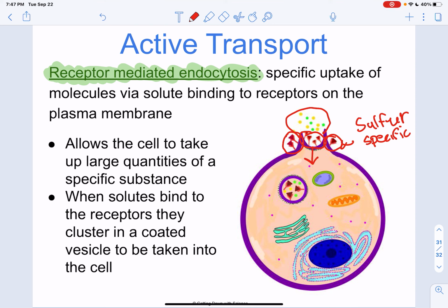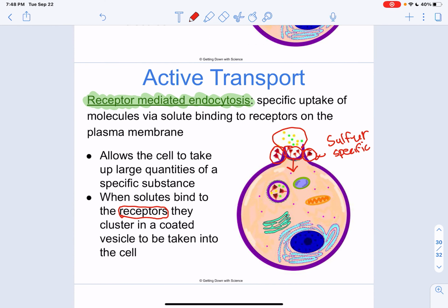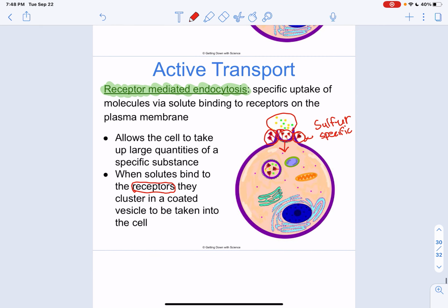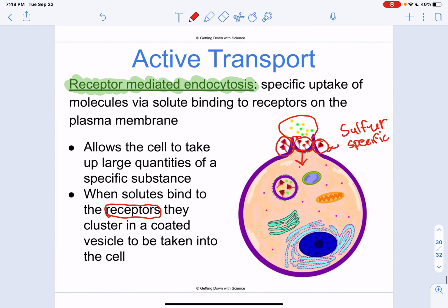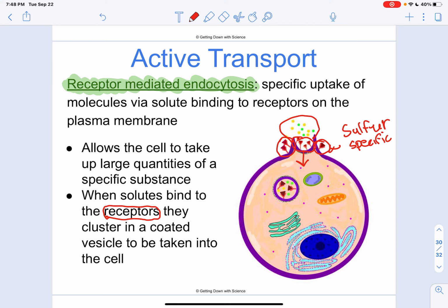And so this allows the cell to take up large quantities of a certain substance, like sulfur, maybe iron, maybe a neurotransmitter, maybe a hormone. They get brought to the inside of the cell thanks to a specific receptor that allows for these substances to be detected, attracted, and brought into the cell. And so that is the end of these notes, and we will continue taking notes for the rest of this unit in class together.